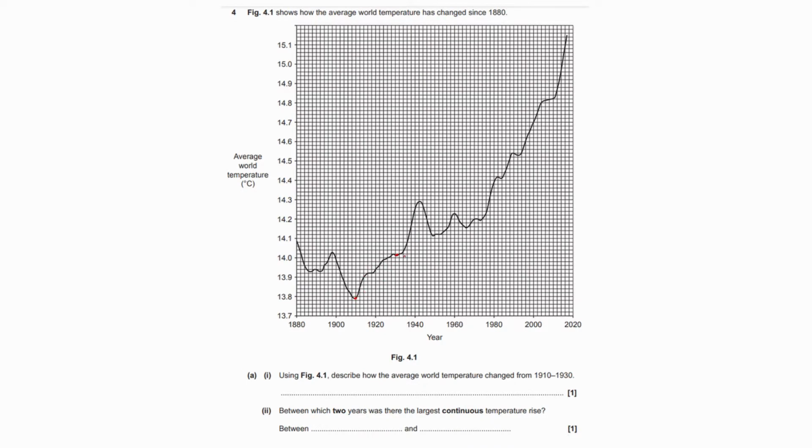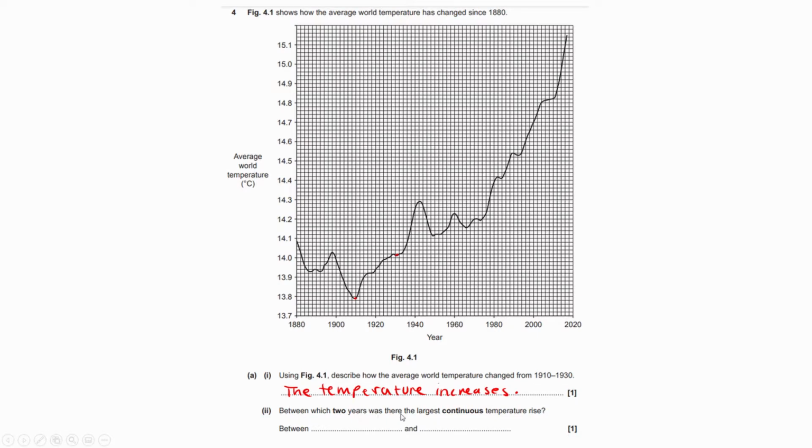Well, it increases. Okay, so the temperature increases. You could have said the temperature increases quickly at first because the gradient is high, it's very steep, and then it increases slowly later on because the gradient is shallow, the gradient is lower. But you don't need to say that. For this 1 mark, you just need to say the temperature increases.